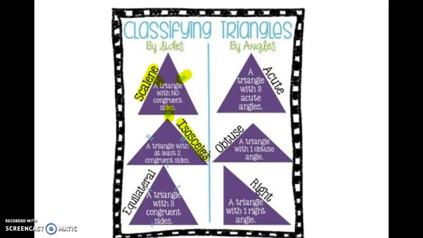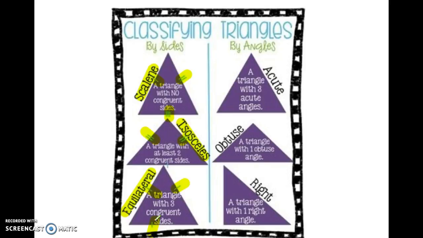An isosceles triangle is the triangle with at least 2 congruent sides. Often we'll say exactly 2 congruent sides, but technically if there's at least 2 congruent sides, and you can notice these both have 2 markings on them, so they are congruent or equal, that's an isosceles triangle. Equilateral is a triangle with 3 congruent sides. All 3 sides are exactly the same length.